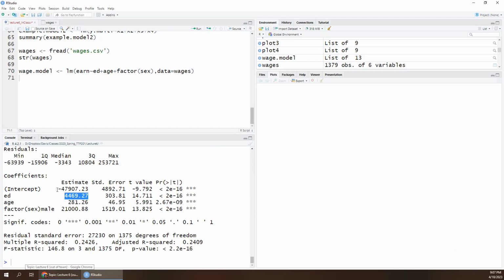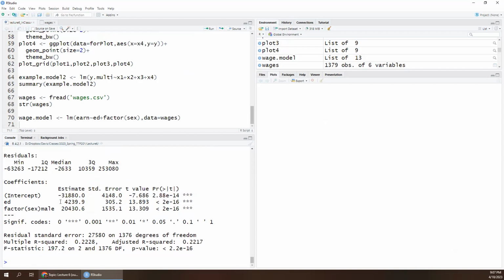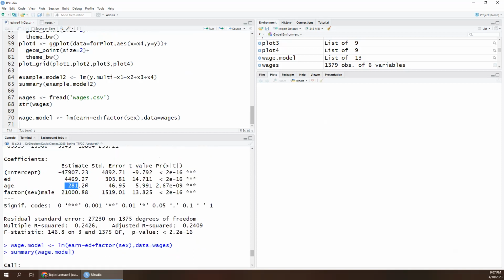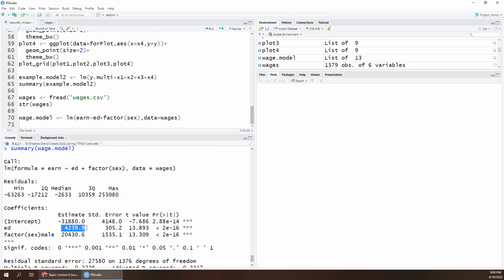There's something interesting happening here for our intercept. And actually, let me simplify this a little bit. I'm going to take out the age factor and let me rerun this and then we can reinterpret this. So I've taken out the age and am just focusing in on one continuous variable, education.